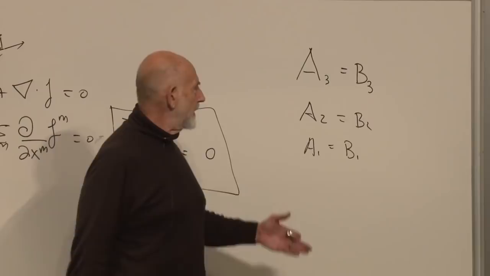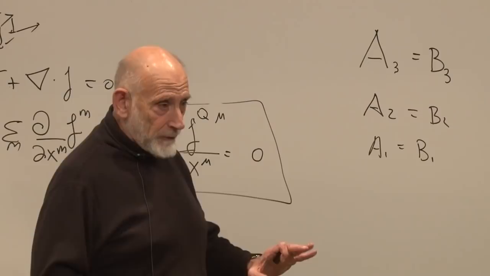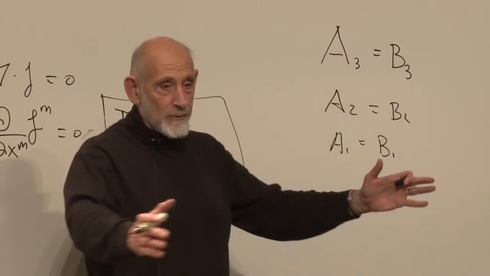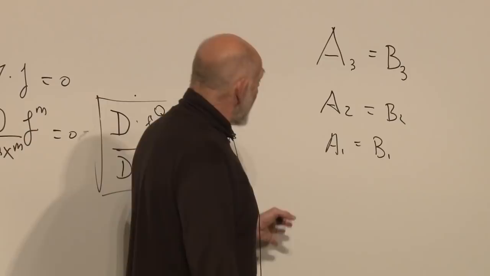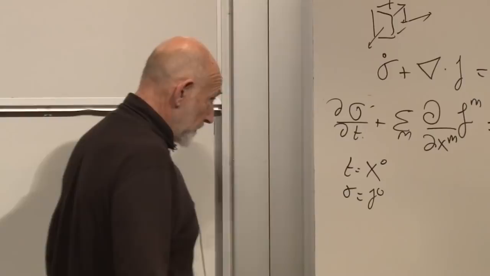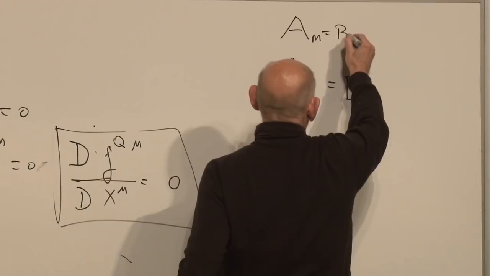And the answer is simple, that if it is always true in every frame of reference that the third component of A is equal to the third component of B, then by rotating the frame of reference, we can rotate the third axis until it becomes the second axis. And so if it's true in every frame of reference that A3 is equal to B3, then A2 must be equal to B2, and A1 must be equal to B1, if it's to be true in every frame of reference. That's an example of why equations need to be tensor equations of the form A sub m equals B sub m, or vector equations, full vector equations.